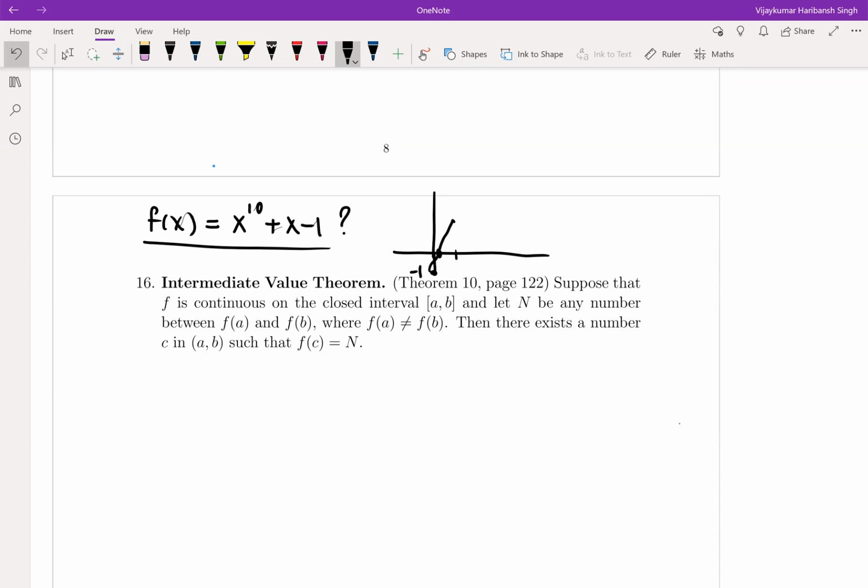Sorry, this is not a graph of a function. Let me just draw it carefully. So at 0, the value is minus 1. At 1, the value is 1. So the function will go like that. So it will cut the x-axis at some point. That means this function has a 0. So generalization of this idea is what is called the intermediate value theorem.